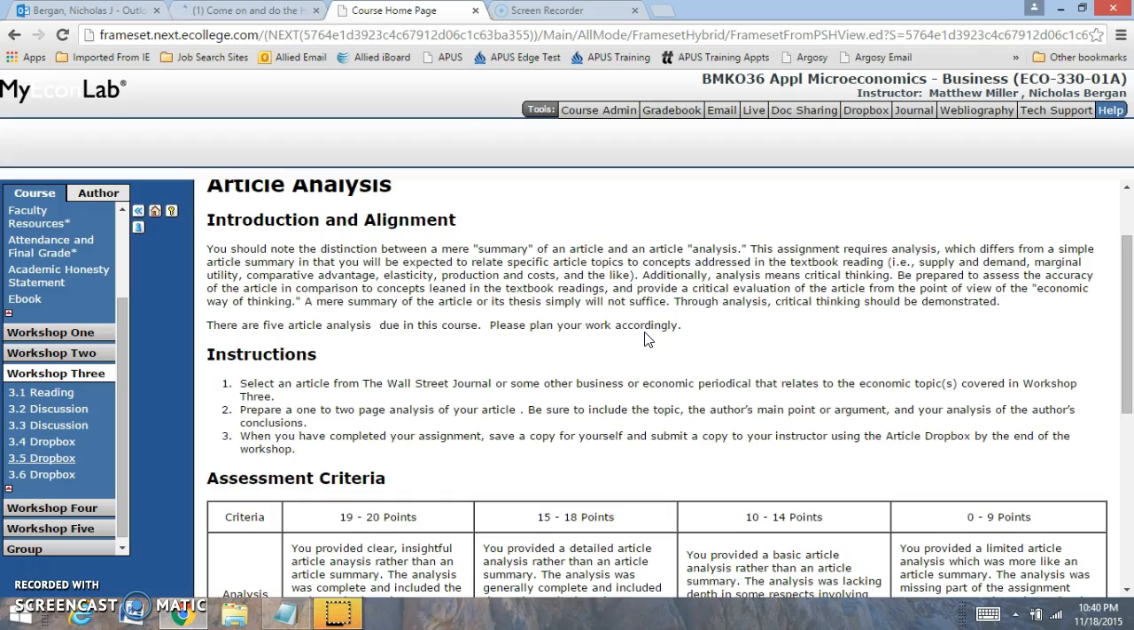That's the key. If you want me to pre-grade any of your work, let me know. I'm easily able to do that. I can provide feedback, but just submit it to me early.